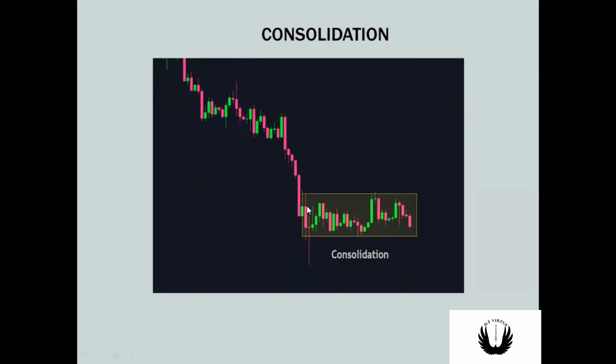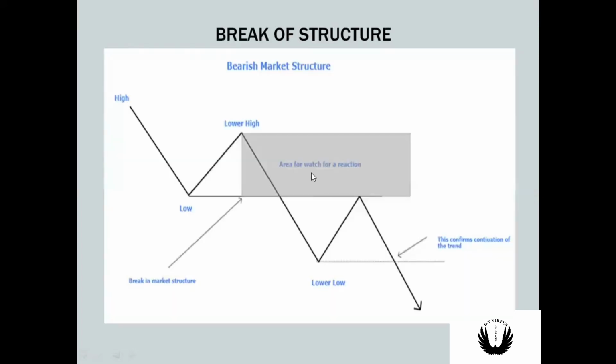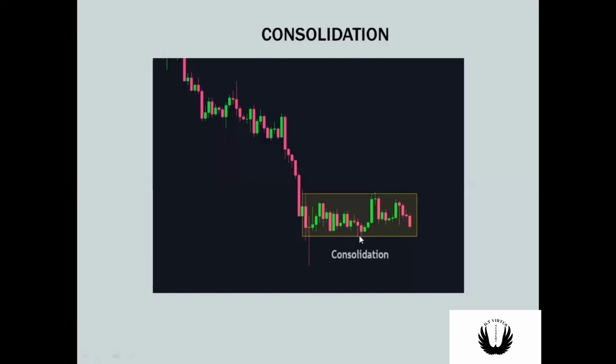So here, as you can see, we had a bearish market before this consolidation phase. We have lower low, lower high, lower low, lower high, lower low. Now the market is just moving sideways. They bought, sold, bought, sold, so they were just buying and selling.